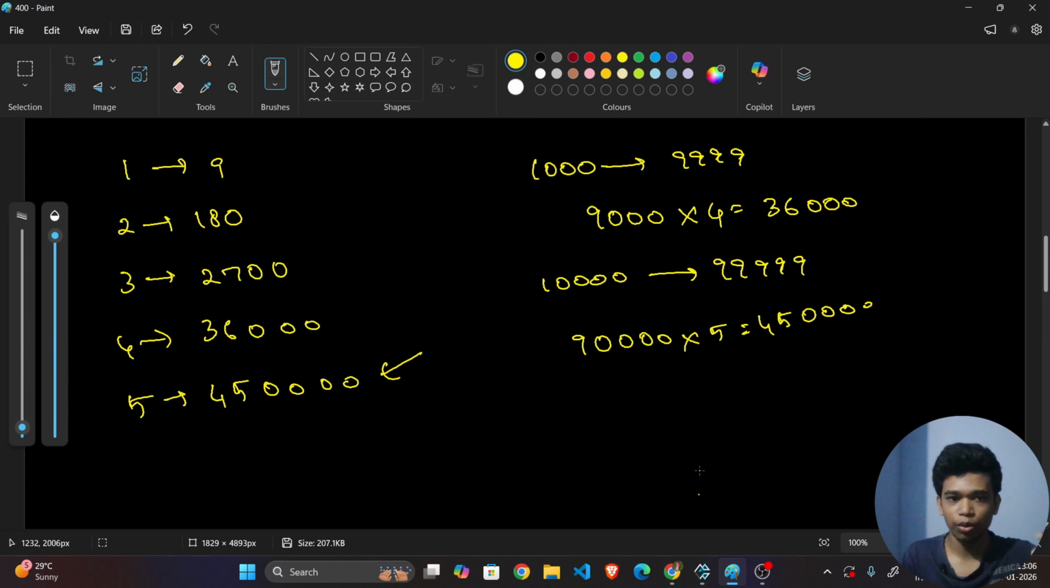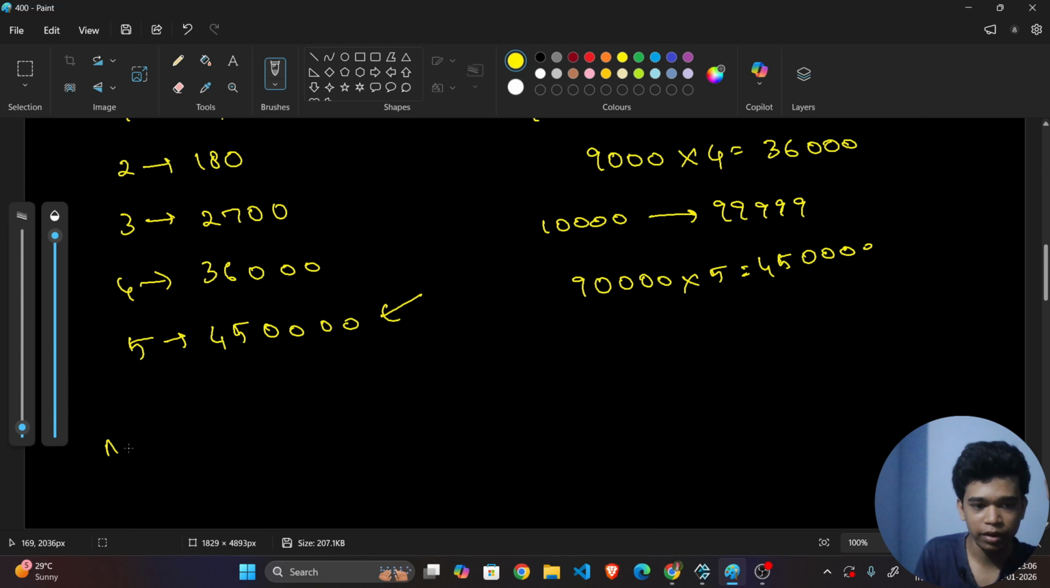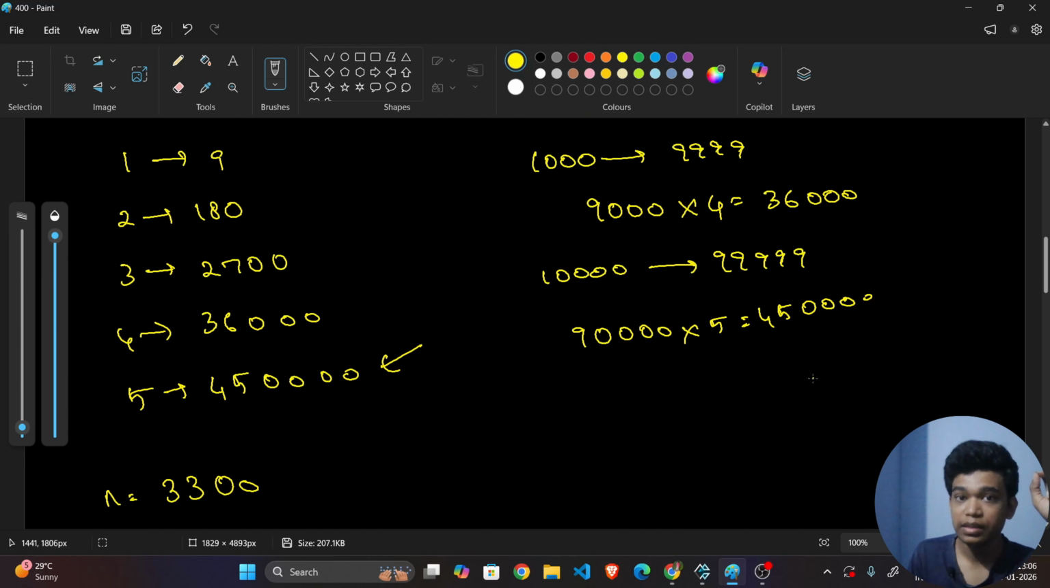So what is the first step I want to do? Let us take any other value. For example, they have given n value as something like 3300. Let us take any value. Now let us compute it. Now I want to check whether this 3300 is a one digit number. No. If it is a one digit number, it should be less than or equal to 9.